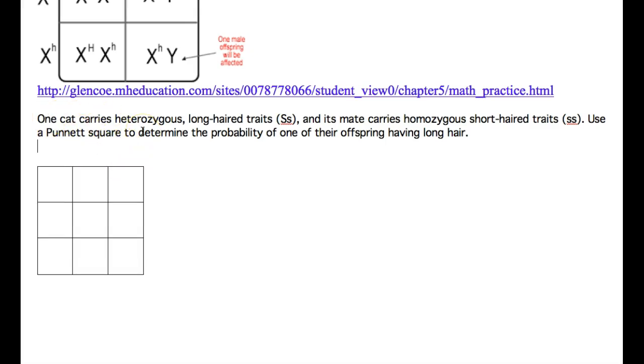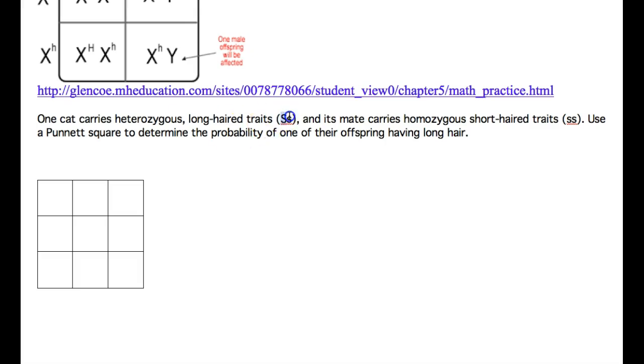One cat carries heterozygous long hair trait, big S, little s. So even if I don't tell you this is big S, little s, if I say the long hair trait is dominant over the short hair, and one cat is heterozygous, you will know that it's big S, little s, right? And then this mate carries homozygous short hair traits. Even if I don't tell you little s, little s, if I tell you long hair is dominant, you will know that the mate is little s, little s. Okay. Use a Punnett square to determine the probability of one of their offspring having long hair.